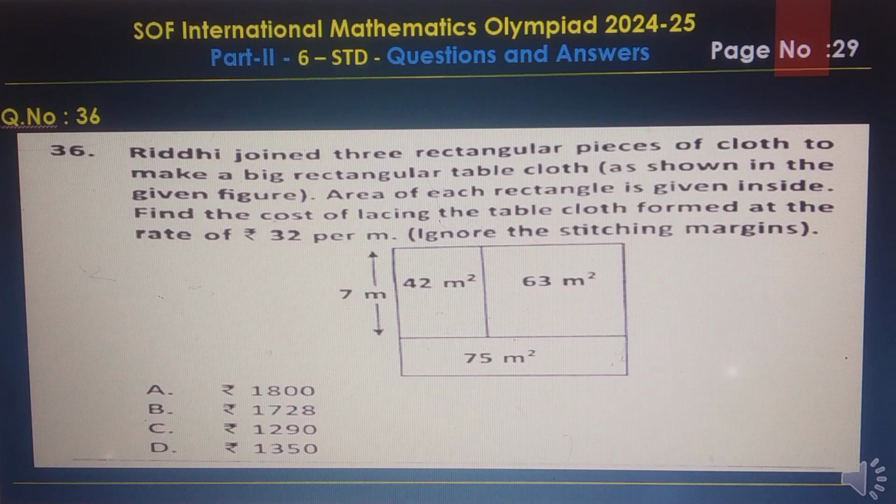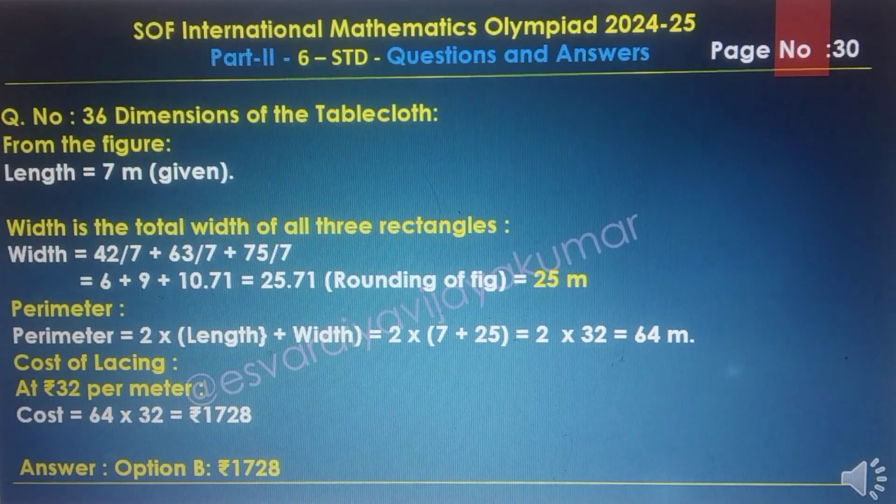Question number 36. Riddhi joined 3 rectangular pieces of cloth to make a big rectangular tablecloth as shown in the figure in question number 36. The area of each rectangle is given inside. Find the cost of lacing on the tablecloth formed at the rate of rupees 32 per meter. Ignore the stitching margins. These are the options A, B, C, D.